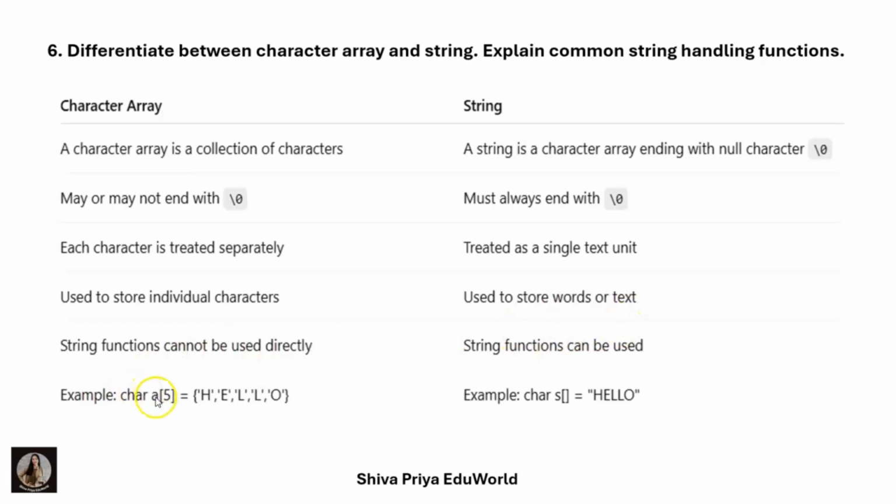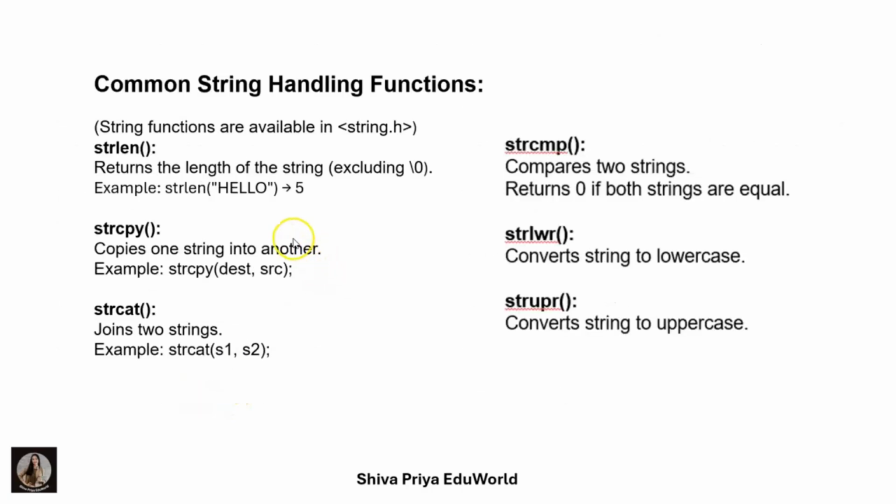For example, char a[5], I can store 5 elements inside that. This is the 0th index, 1st index, 2nd, 3rd and 4th index. Clear? For example, char s[] = "hello". This is for a string, and the other is for a character array. Clear? Let us move to the next.